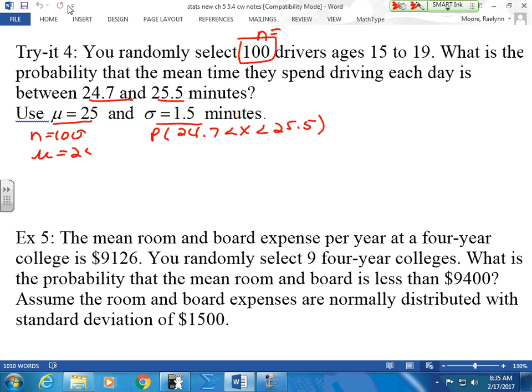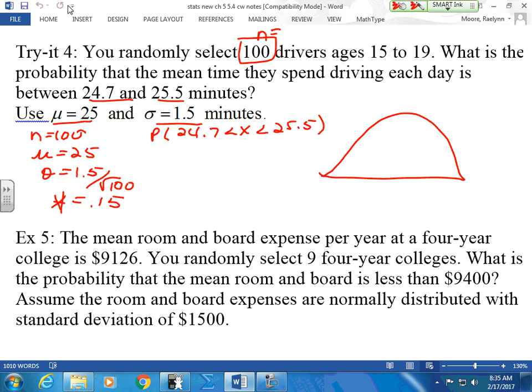Your mean is going to stay the same, but your standard deviation is now 1.5 over the square root of 100, which is 10. So it moves it one decimal place over. So your new standard deviation is 0.15. What was it before? 0.2, right? So we got a little bit smaller. The larger the sample size, the smaller the sample standard deviation. Because I want to make sure I got a good representation of my sample.